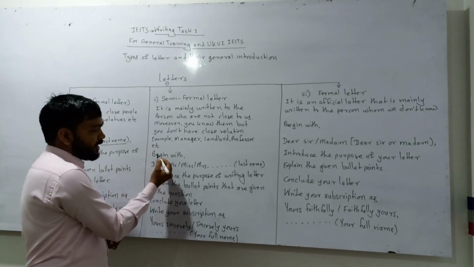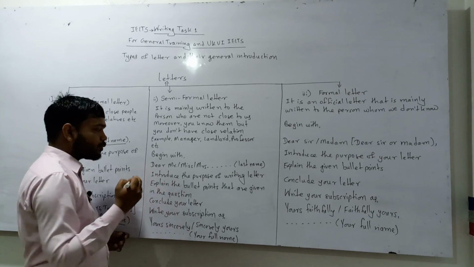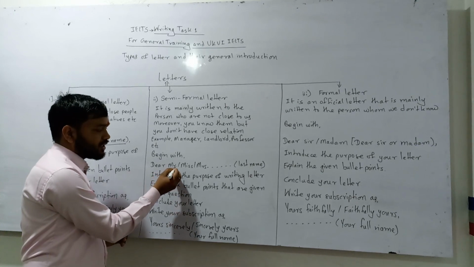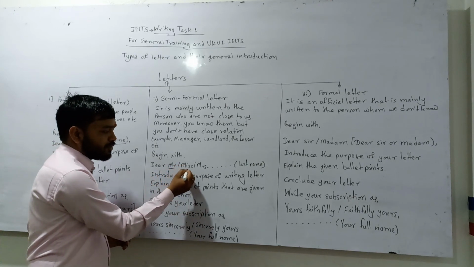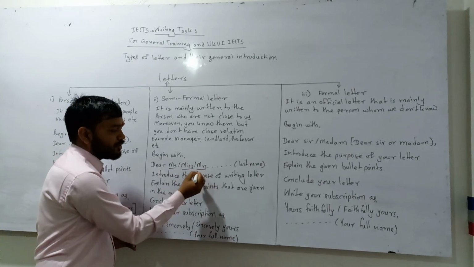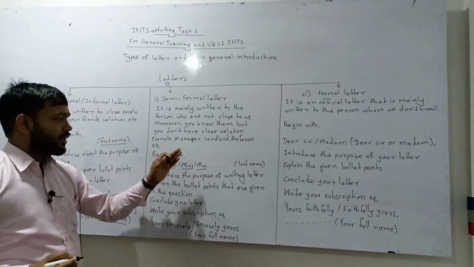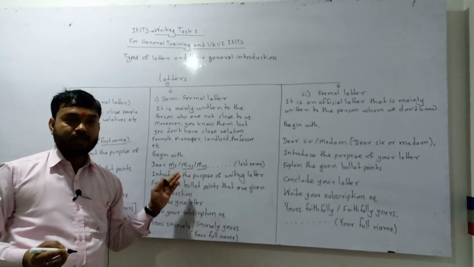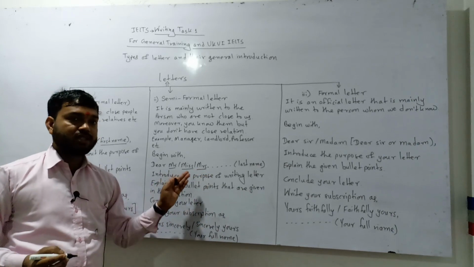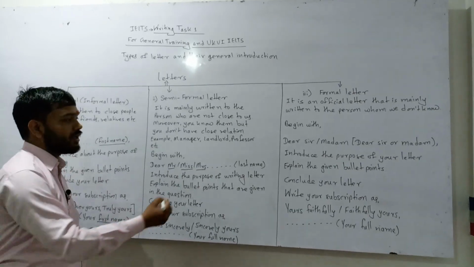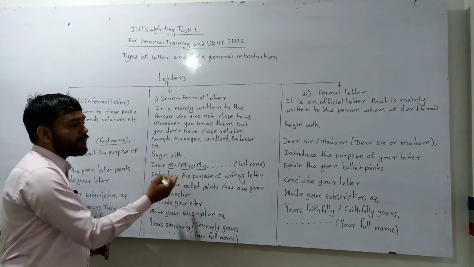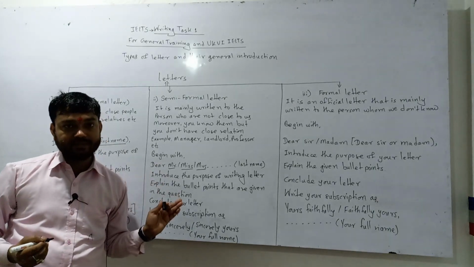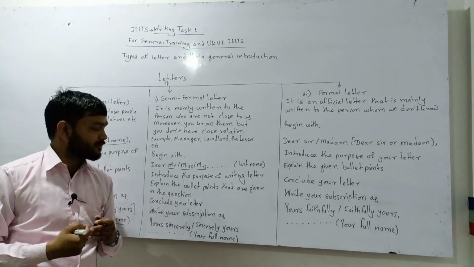You should begin your letter with dear Mr., Miss or Mrs. If it is a man, use Mr. If it is an unmarried lady, put Miss, or if a married lady, put Mrs. Dear Mr. and here the last name, for example dear Mr. Pradhan, dear Mr. Shrestha, dear Mr. Saha. You put the last name only. Introduce the purpose of writing this letter. Why are you writing this letter? Mention your main purpose.